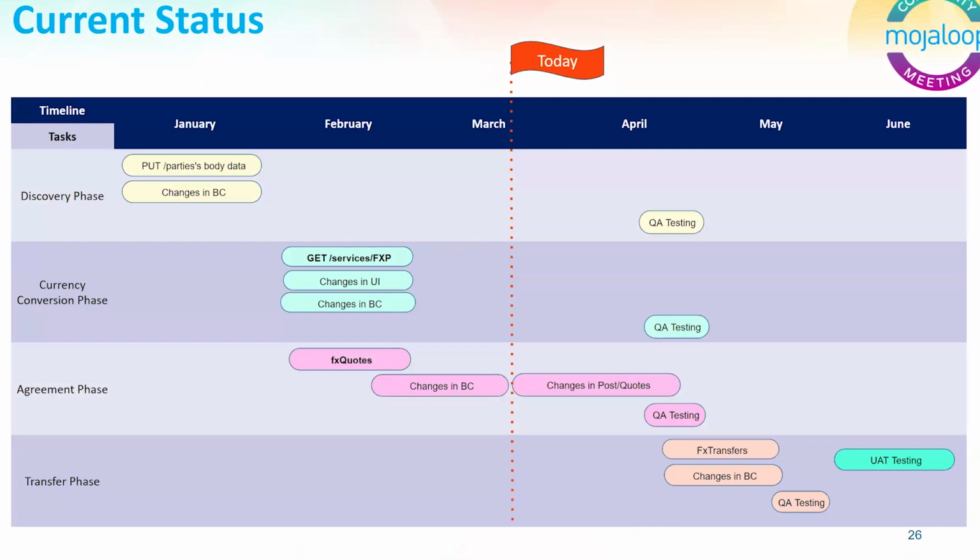This is our current progress. We have already finished implementing up to the quote phase. The remaining part is to implement the transfer phase only. So we are targeting to complete the transfer phase by end of June. That's all for vNext FX. Thank you.